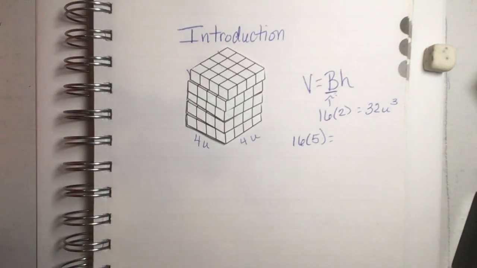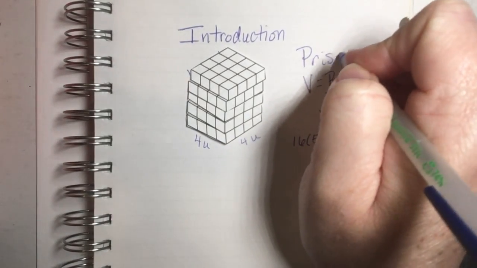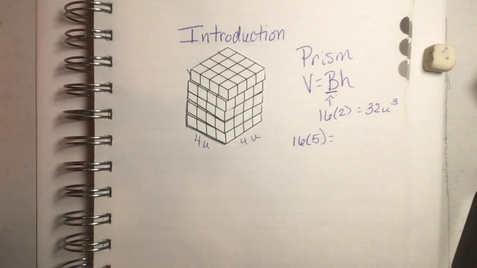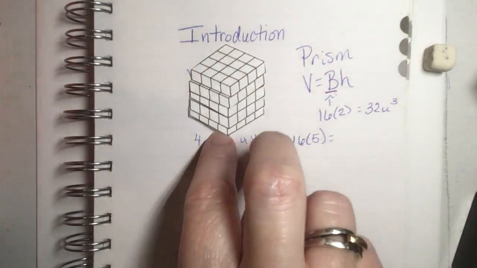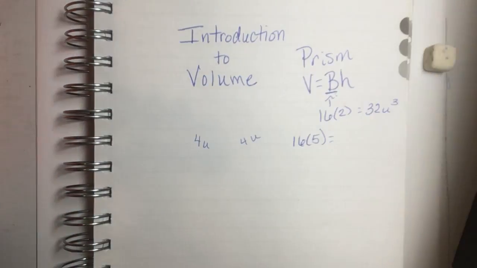The cool thing about it is this formula works for any prism. Any prism. If you know the area of the base, then you multiply by the height of the prism, and it's going to give you the volume. Let me show you another example.